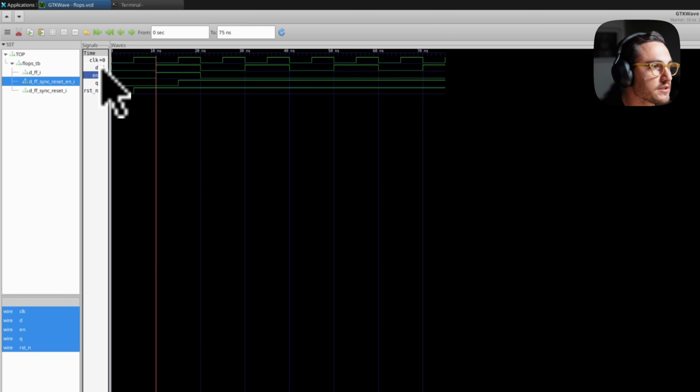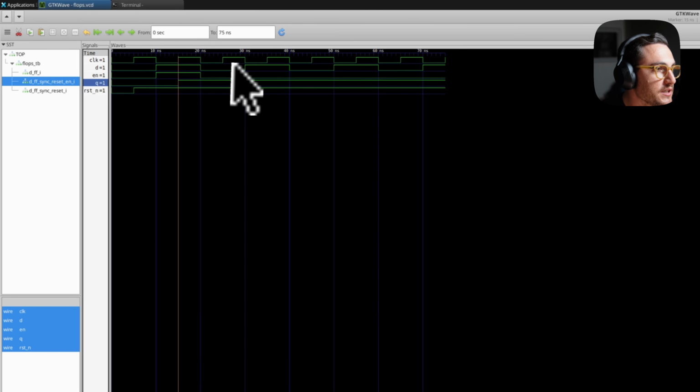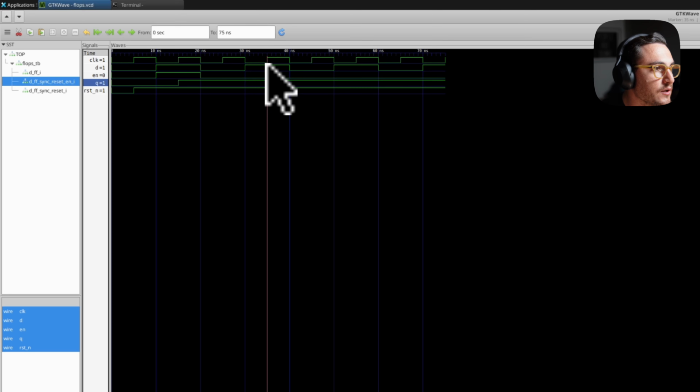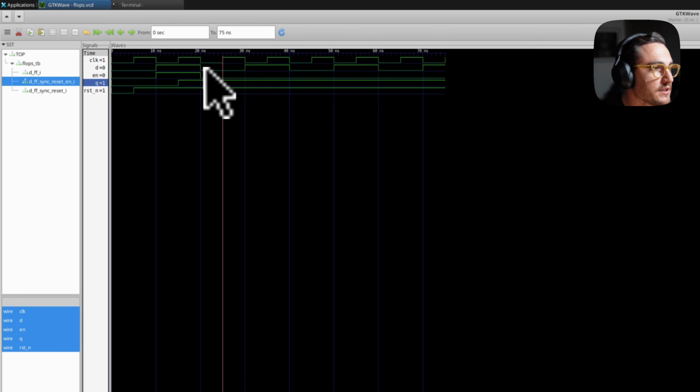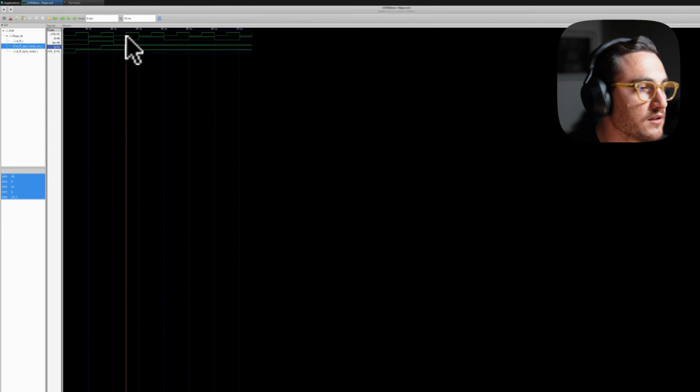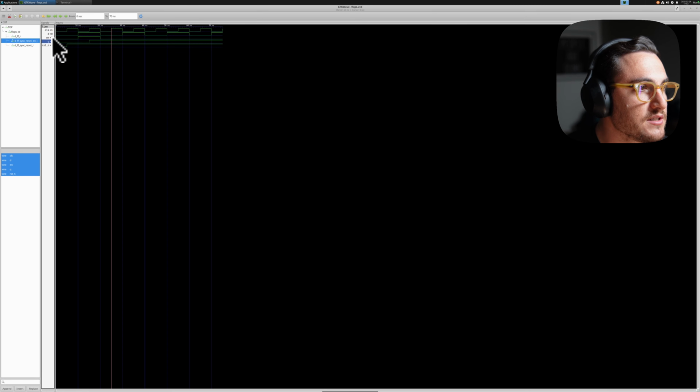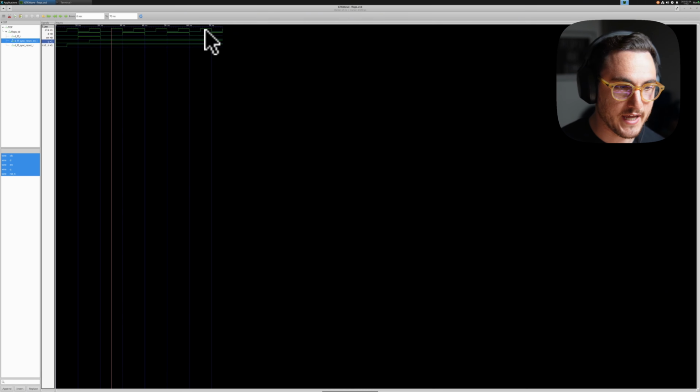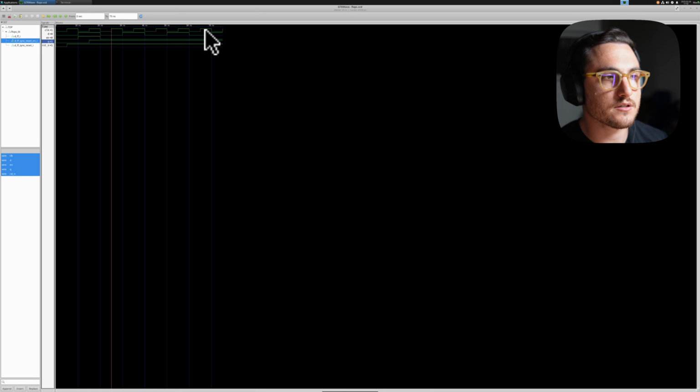Here you can see D and enable go to 1 and Q goes to 1. But here, when we sample, D becomes 0, but since the enable is 0, we don't change the output. So enable acts as basically a gate between D and Q and decides if D transfers to Q or not.